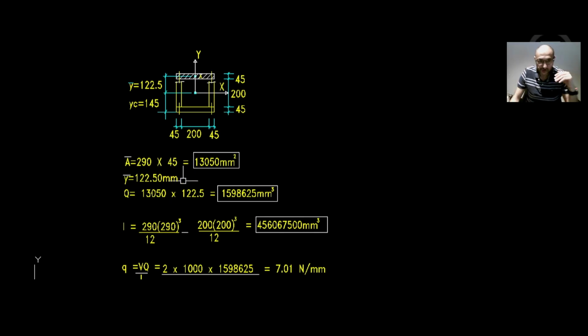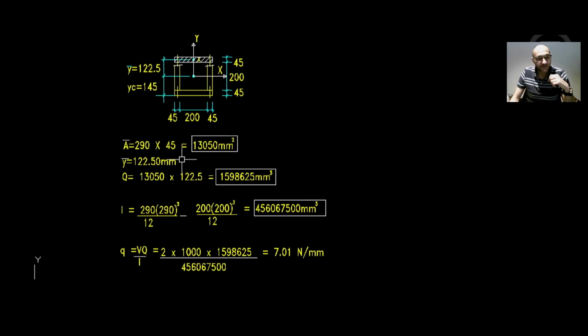So in this case, if we shear right through the fixings, then A bar will be 290 by 45, and that would be 13050 millimeters squared. Y bar in this case is 122.5. Okay. Q is the product of A bar times Y bar, and that will give us 1598625 millimeter cubed.